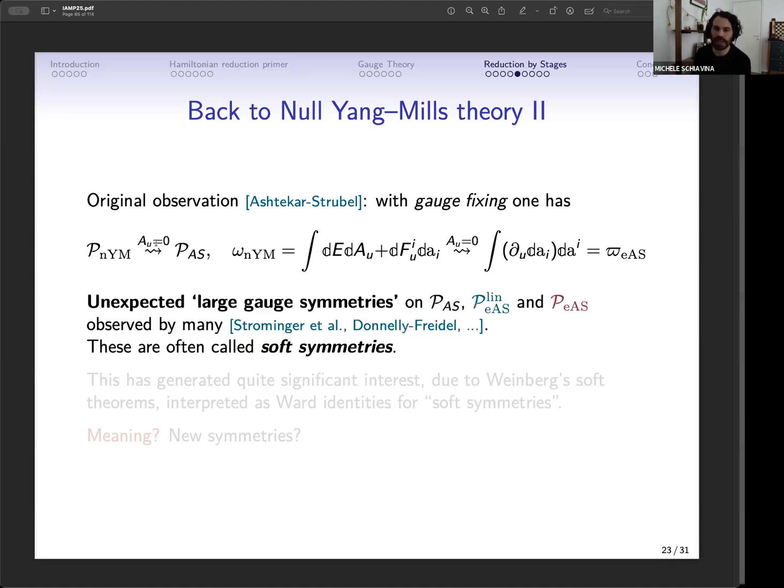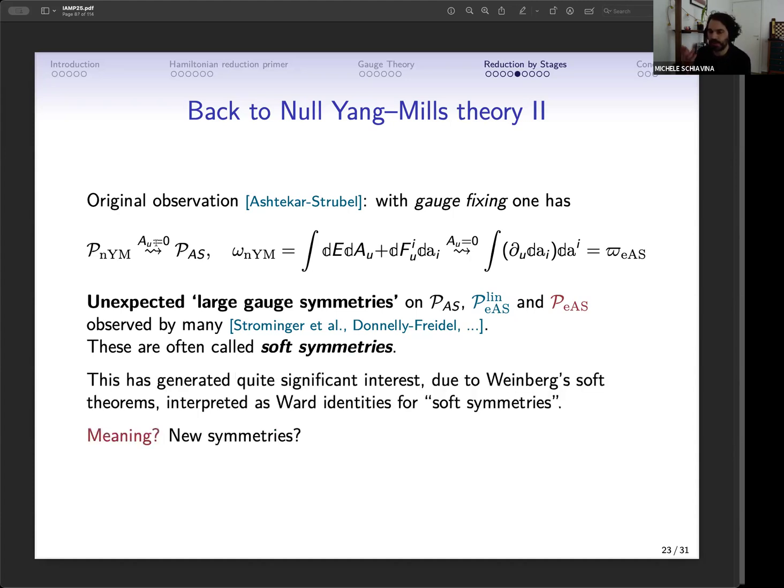Okay. Then later it was realized that if you take that as a symplectic space, that should be the reduced phase space, you have some spurious large gauge symmetries that are still surviving. There's still something. The idea was that if the Ashtekar-Streubel phase space is the reduced phase space, then these are some sort of new symmetries that are maybe physical even, and they were called soft symmetries because of the relation to Weinberg's soft theorems, and their conservation laws were interpreted as Ward identities and as the soft theorems themselves. So what is the meaning of this, right?